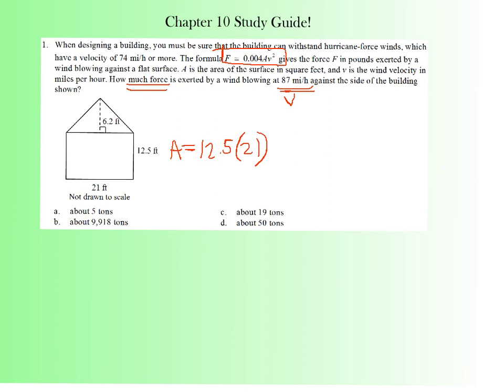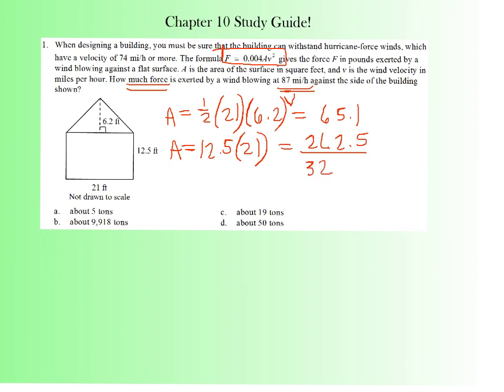And our area for the triangle is 1/2 base, well, it's 21, times height, which is 6.2. So our area for the triangle is, when we do that math, 65.1. Put that in your calculator. And the area for the parallelogram is 262.5. So when we add those together, we get 327.6.